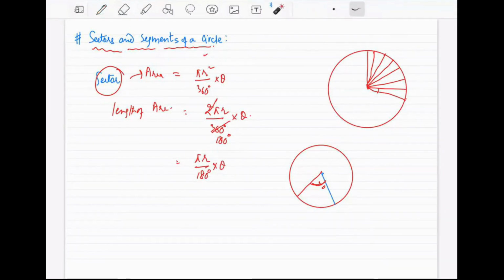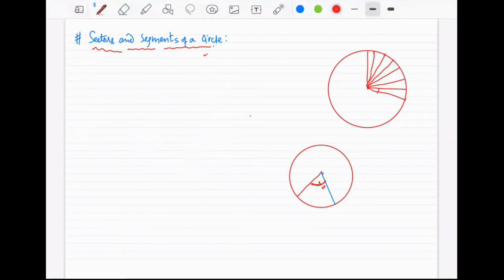So you have to note this down. Area is pi r square by 360 into theta for a sector. In a particular sector, the length of the arc will be how much? Pi r by 180 into theta. Okay, you note down these two formulas.